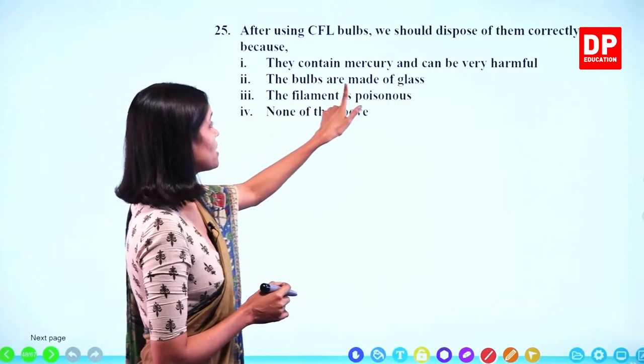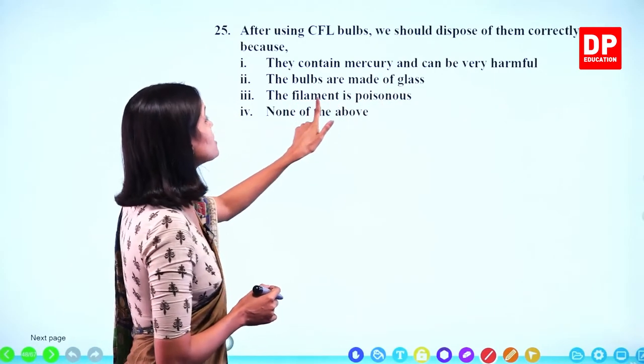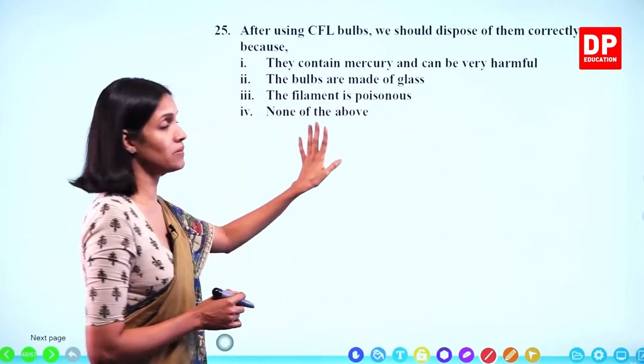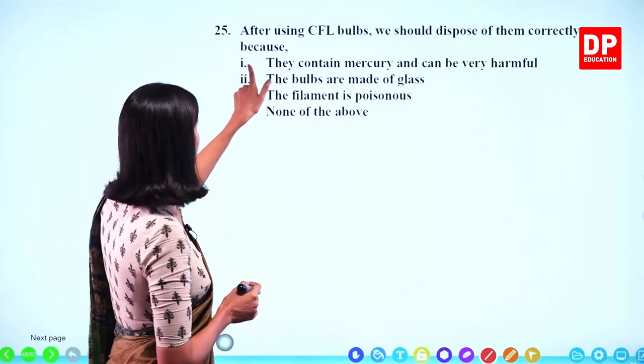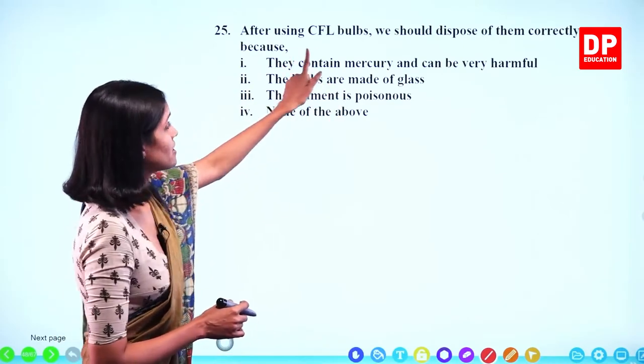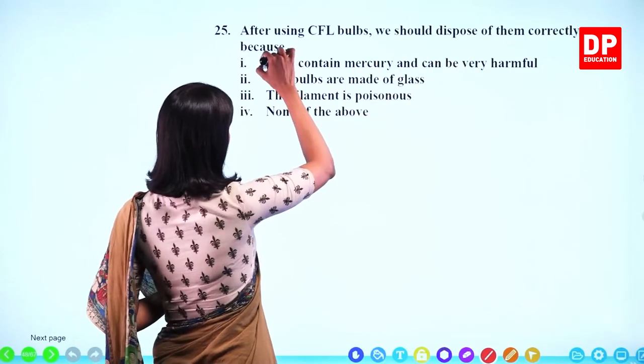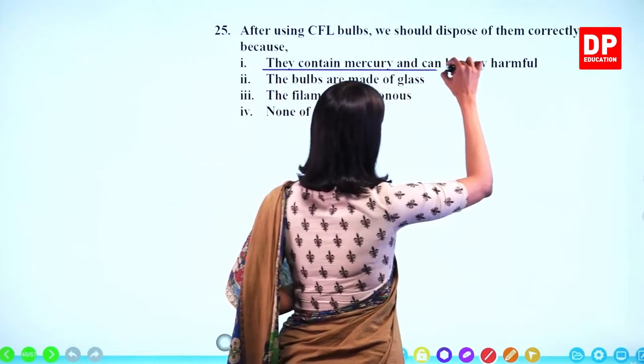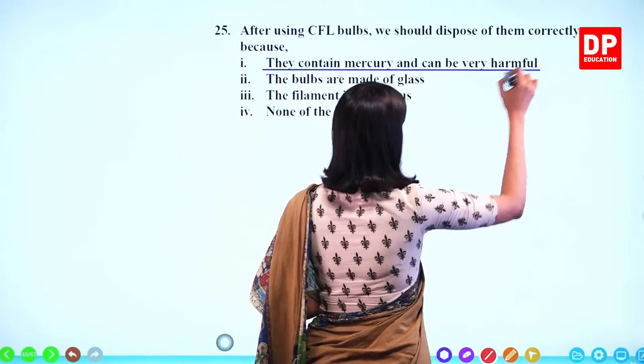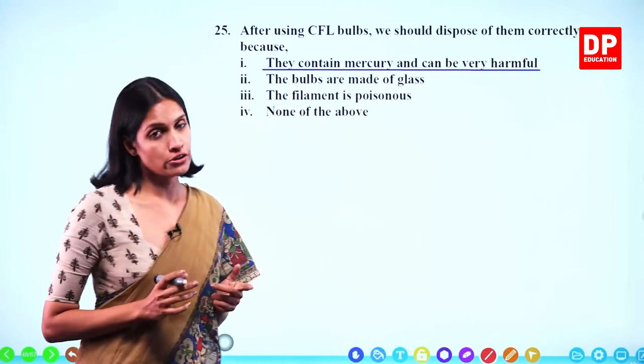The bulbs are made of glass. The filament is poisonous. None of the above. The answer is the most correct one, number one. They contain mercury and can be very harmful. I'll move on to the next.